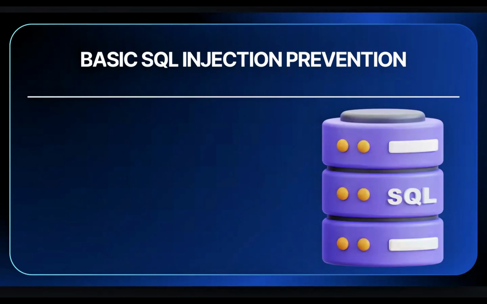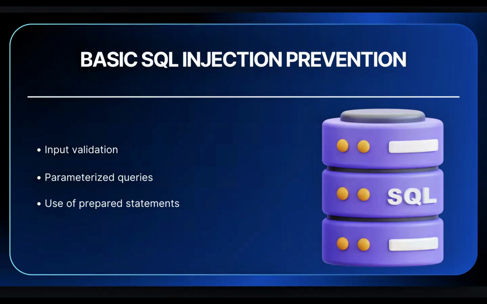What are the basic SQL injection preventions? Prevention techniques for SQL injection must be well established. So let's consider a few of them. The first one is that you need to validate all inputs. Second, you can use parameterized queries. Third, you should apply prepared statements. And fourth, you should limit database privileges.